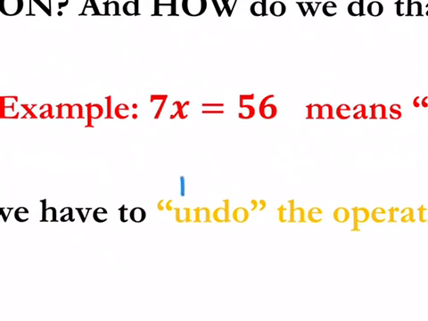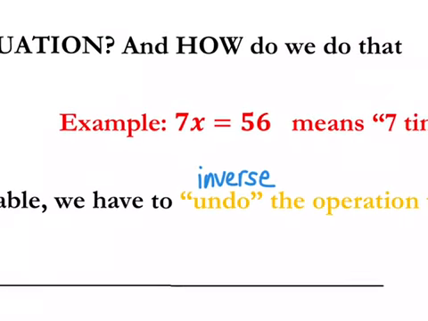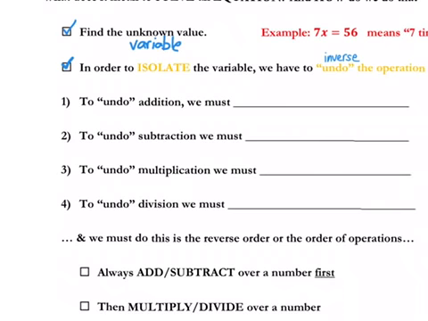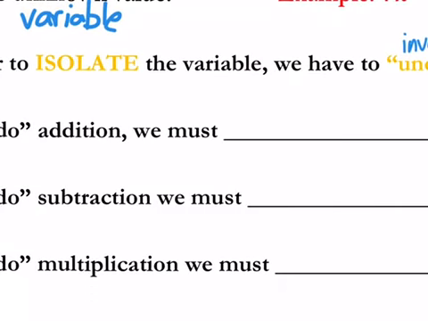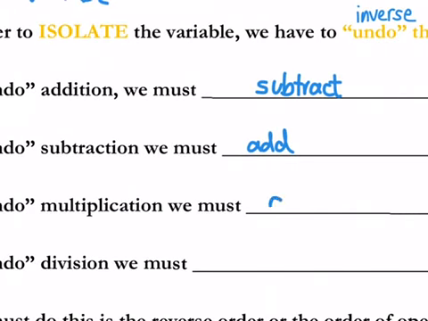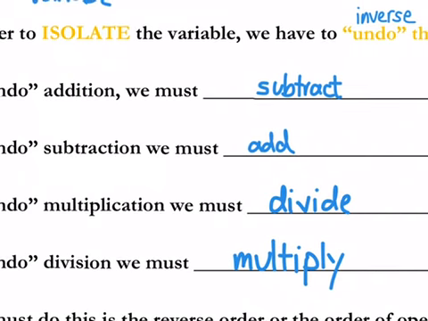Now, I'm going to like to use the term inverse as opposed to undo, but inverse is kind of a mathematical way of saying undo whatever operation is being done. So let's look at some common operations and inverses. So to undo addition, we're going to subtract. That is the inverse operation. To undo subtraction, we're going to add. That's the inverse operation. To undo multiplication, the inverse operation would be to divide. And then to undo division, the inverse operation would be multiplication, or to multiply.